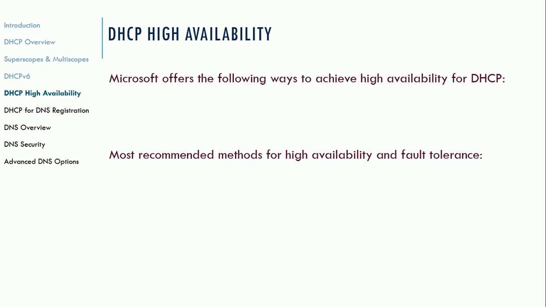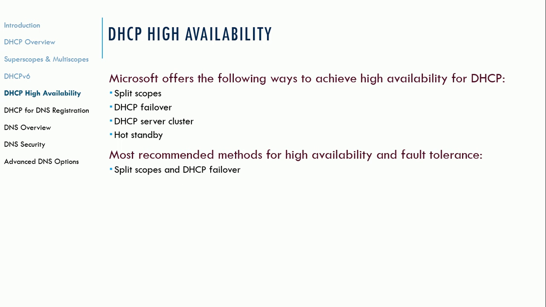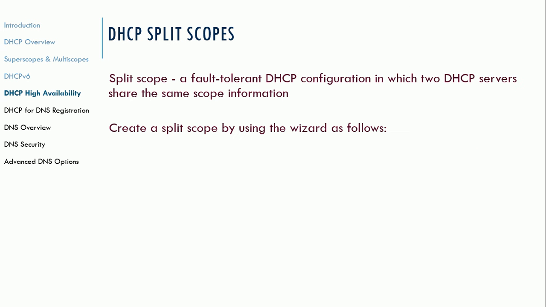So there are four ways that we can ensure high availability of DHCP in Windows Server. The first is split scopes. The second is DHCP failover. Then we have two other methods, which are server clustering and hot standby. The most recommended way that most people do DHCP high availability with Windows Server is going to be split scopes and failover, which I'll show you how this works.